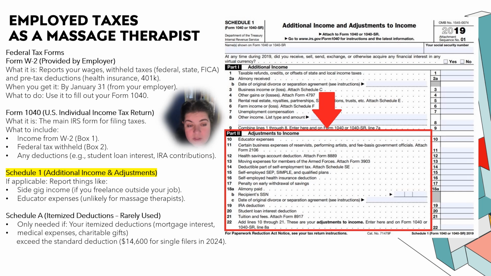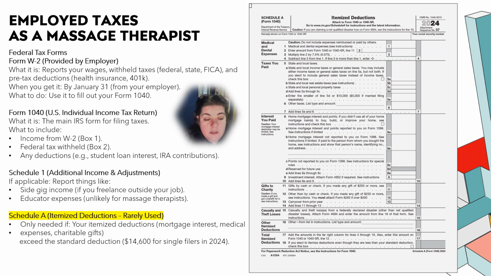Now, there is also what's called a Schedule 1, but this is pretty rare. You can report things like side gig income, like if you freelance outside of your job. But again, if we're just talking about a straight employee situation, that's your only job, this doesn't apply to you. You could have things like educator expenses. This is unlikely for massage therapists unless you are doing something on the side, like teaching. Then this is something that you could potentially be utilizing as well.